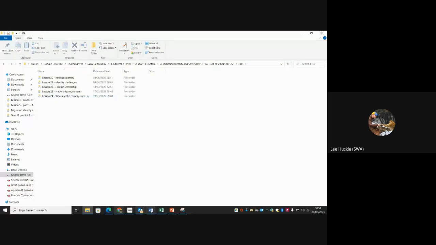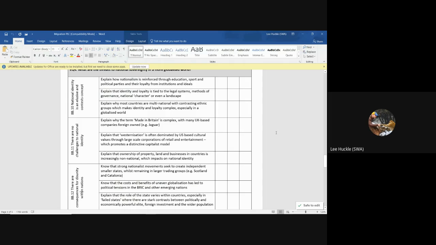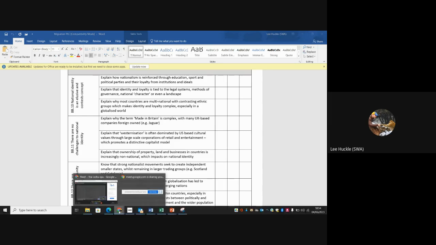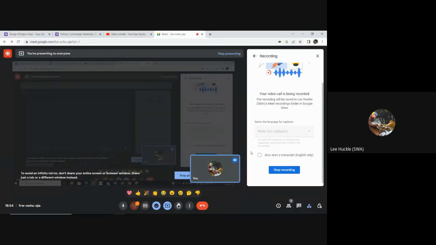So if we return to the sub-questions, as you'll see, it covered national identity as an elusive and contested concept. Then there are challenges to national identity, looking at westernization and so on. And then finally, there are consequences of disunity within nations. So that rounds off the summary jog pod for EQ4 of migration, identity and sovereignty.